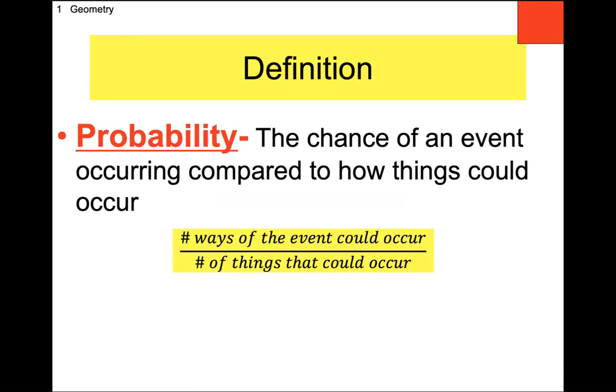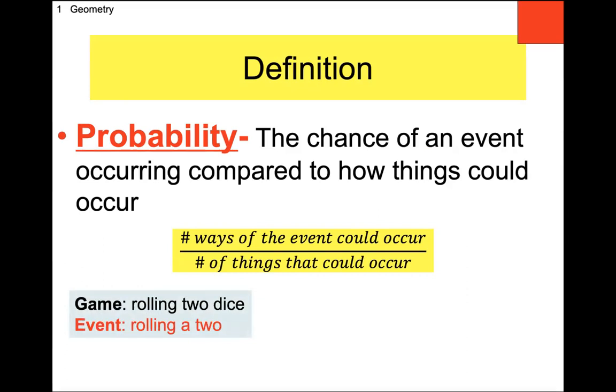Well, it's going to be a ratio, and it's the ratio of, well, how many ways could that one specific event occur? For instance, rolling a 2 using 2 dice, well, there's only one way. I have to roll 1 on both dice. But if I were to roll a 4, well, there's a couple different ways. I can roll a 1 and a 3, a 3 and a 1, or a 2 and a 2. So there's 3 different ways. But all the things that could occur when you roll 2 dice, there's 36 of them. So if the game was rolling 2 dice and the event was rolling a 2, there's only one way out of 36, and that's its probability. Now, more formally, we're going to define probability as a number between 0 and 1.